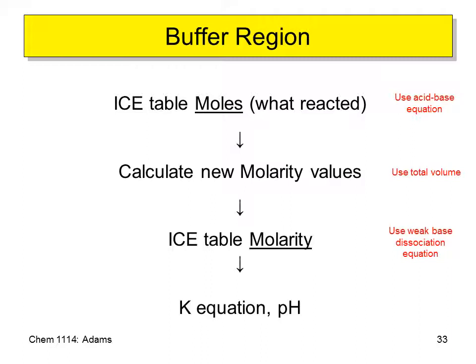Step 1, we're going to use an ice table based on the moles to find out what reacted, and we're going to use the acid-base reaction equation. For step 2, we're going to calculate the new molarity values with the total volume. Step 3, we're going to use an ice table with these new molarity values using the weak base dissociation equation. Then we're going to use our K equation and get a pH.